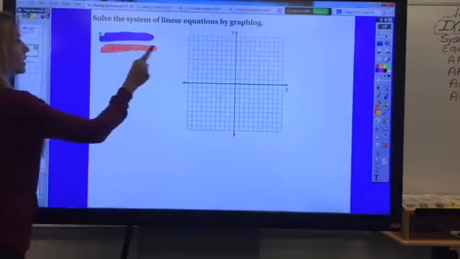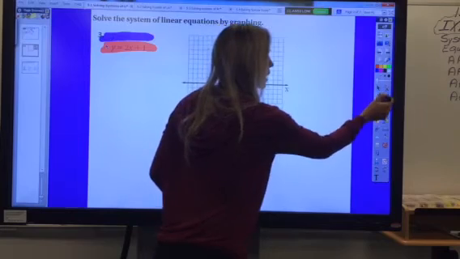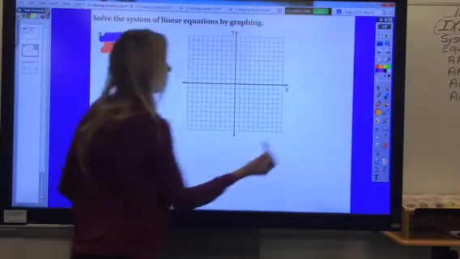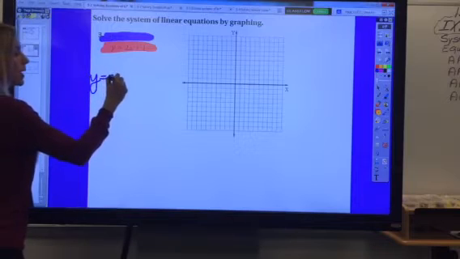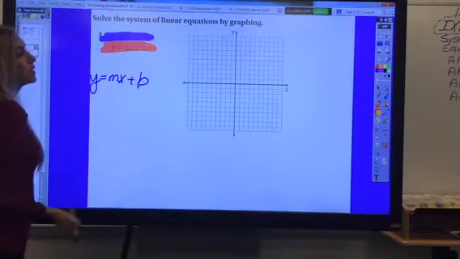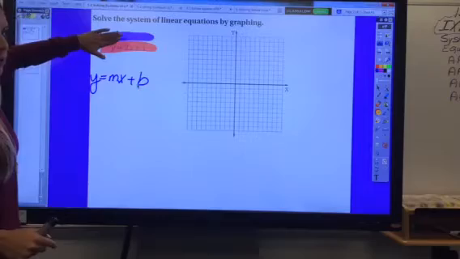Another one is right in here, right? And what do I have to do? I have to think about y equals mx plus b every single time. Y equals mx plus b. Now let's look at the blue equation.